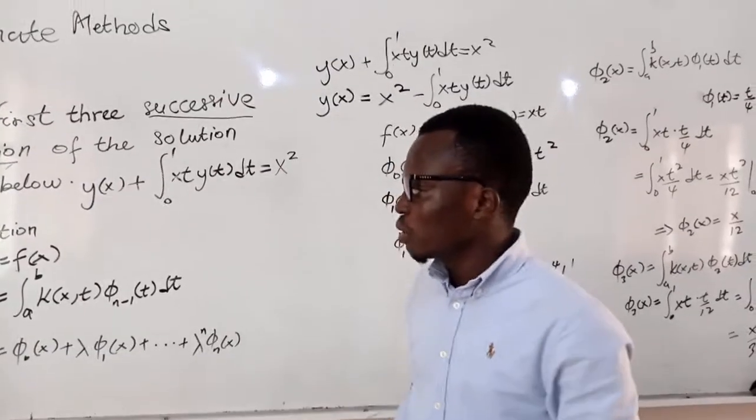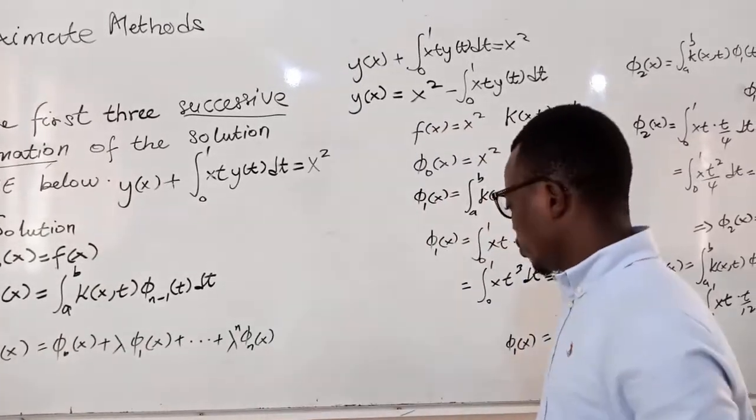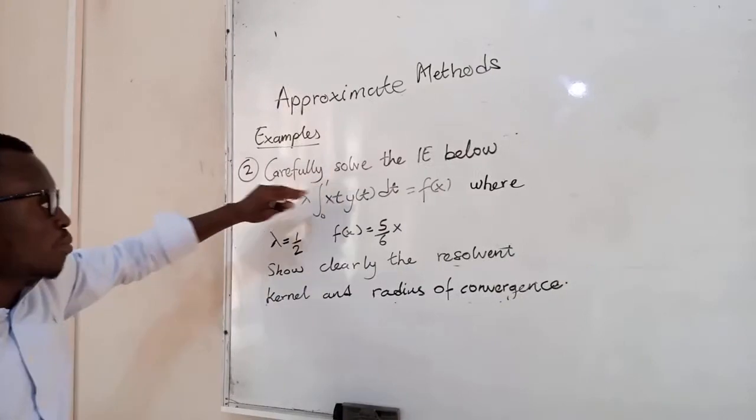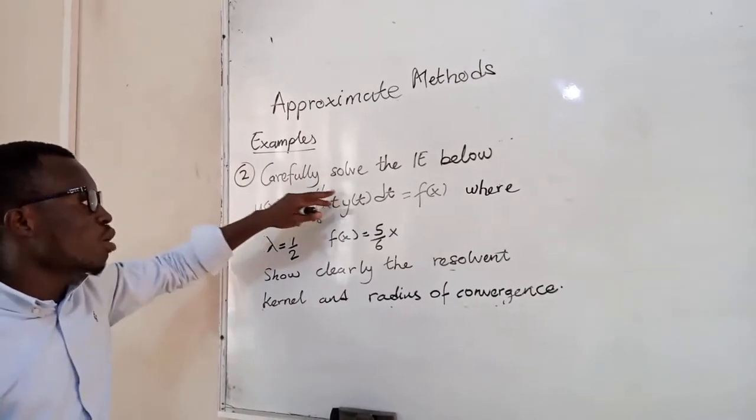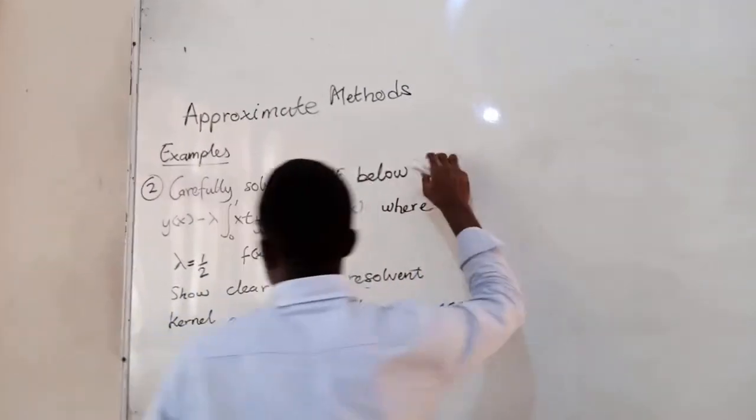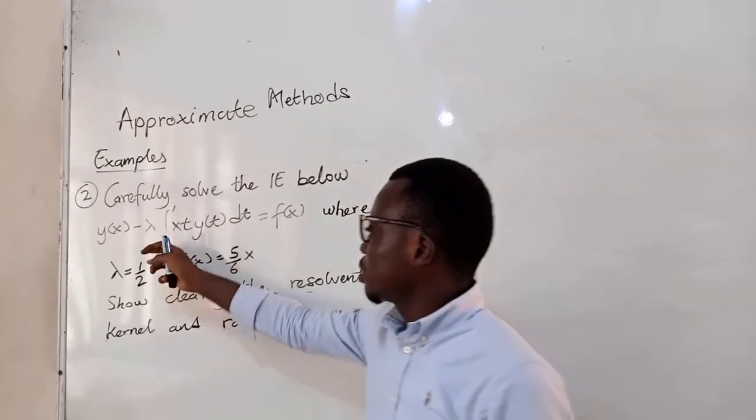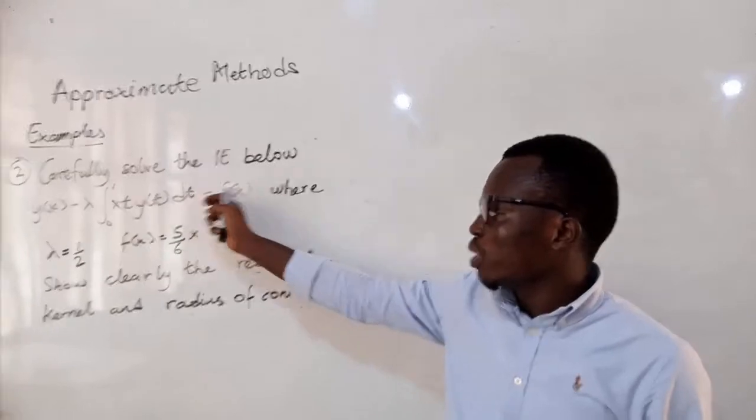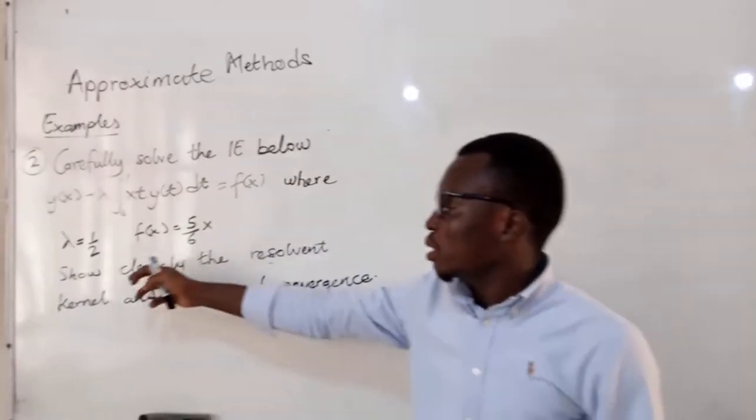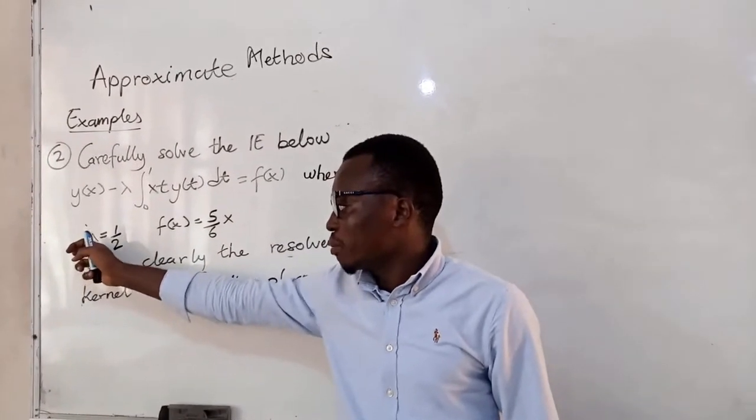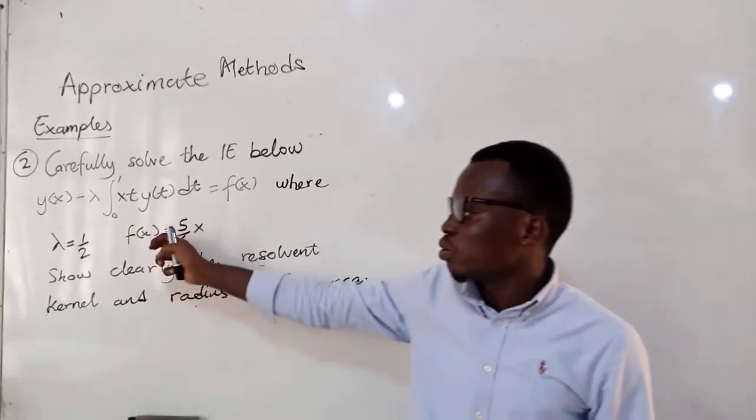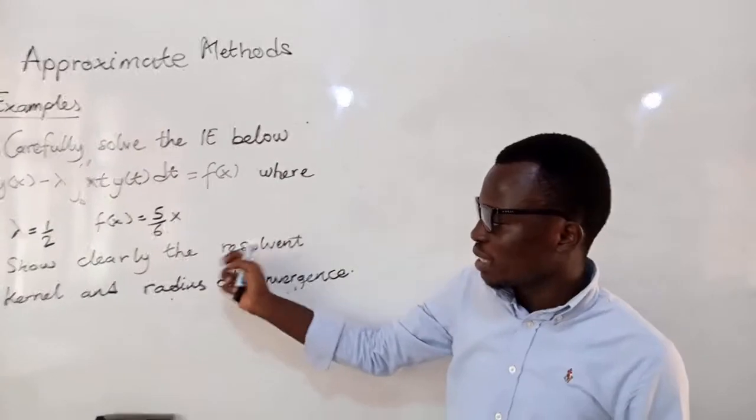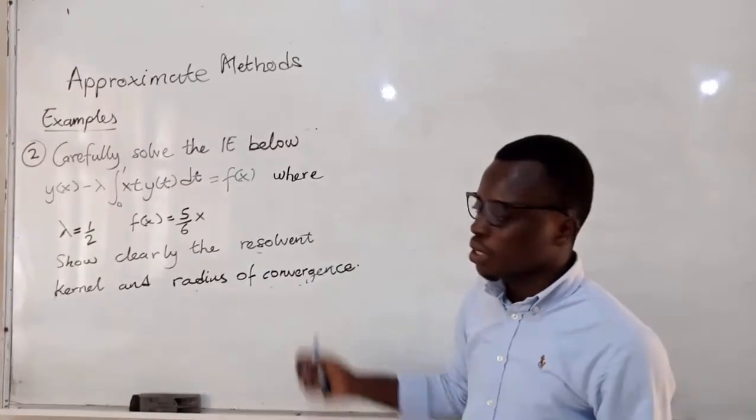So we move on and take our next example. In the next example, we are going to take under approximate methods. The example is: carefully solve the integral equation below. Y of s minus lambda integral from 0 to 1 of s t y of t dt is equal to f of s, where the investigated parameter lambda is equal to 1 over 2 and f of s is equal to 5 over 6 s. Show clearly the resultant kernel and the radius of convergence.